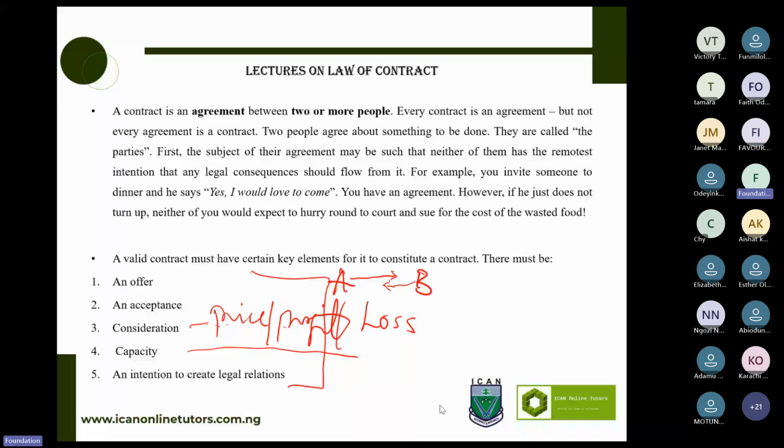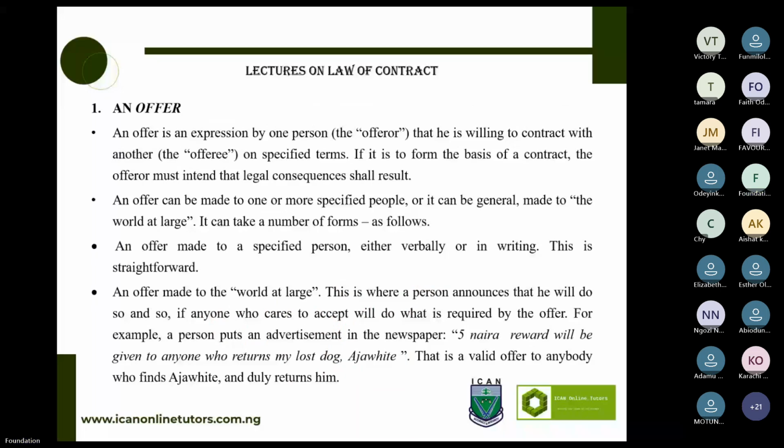Yes, now we are here. So we want to look at the first element of contract. The first element is an offer. Usually we have some Latin words here, and I usually help to pronounce it in two ways.